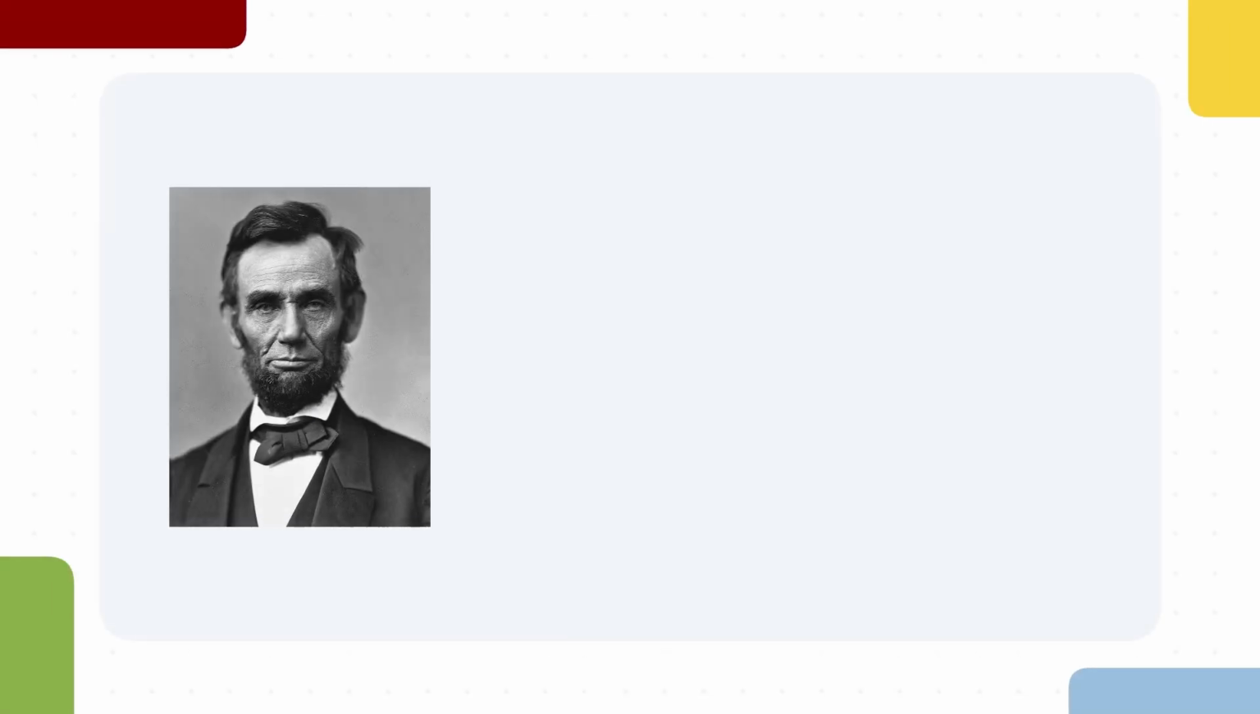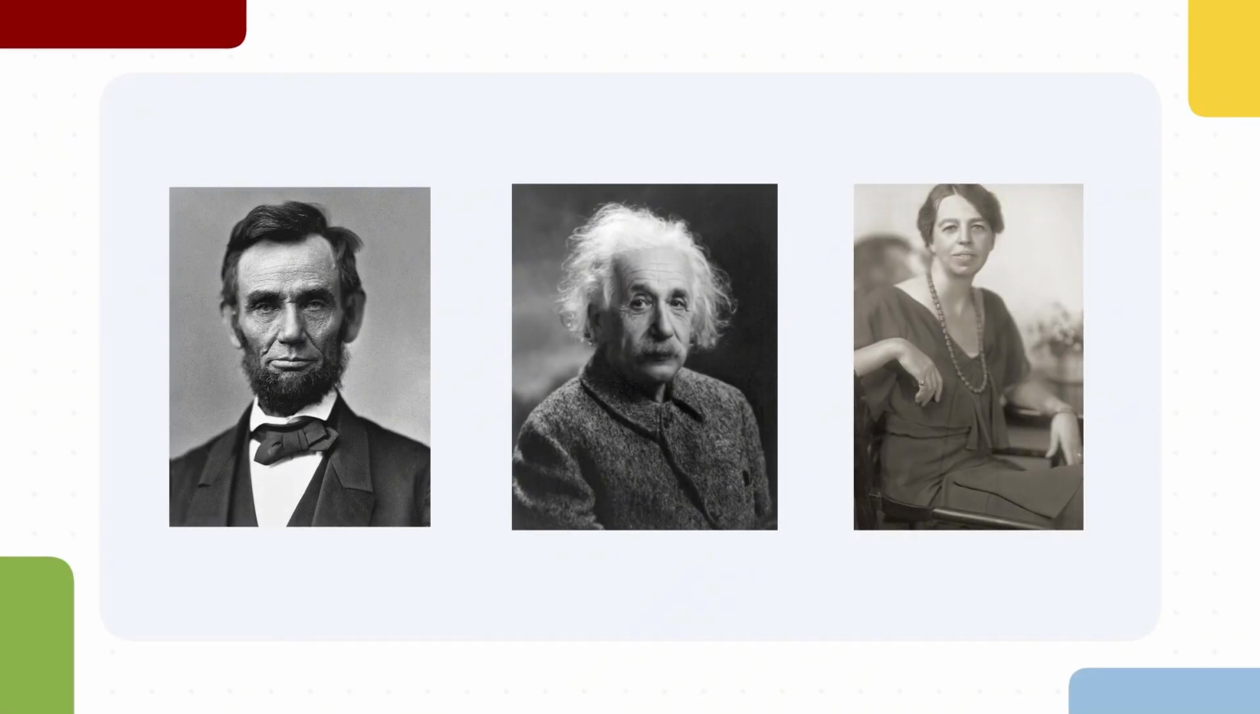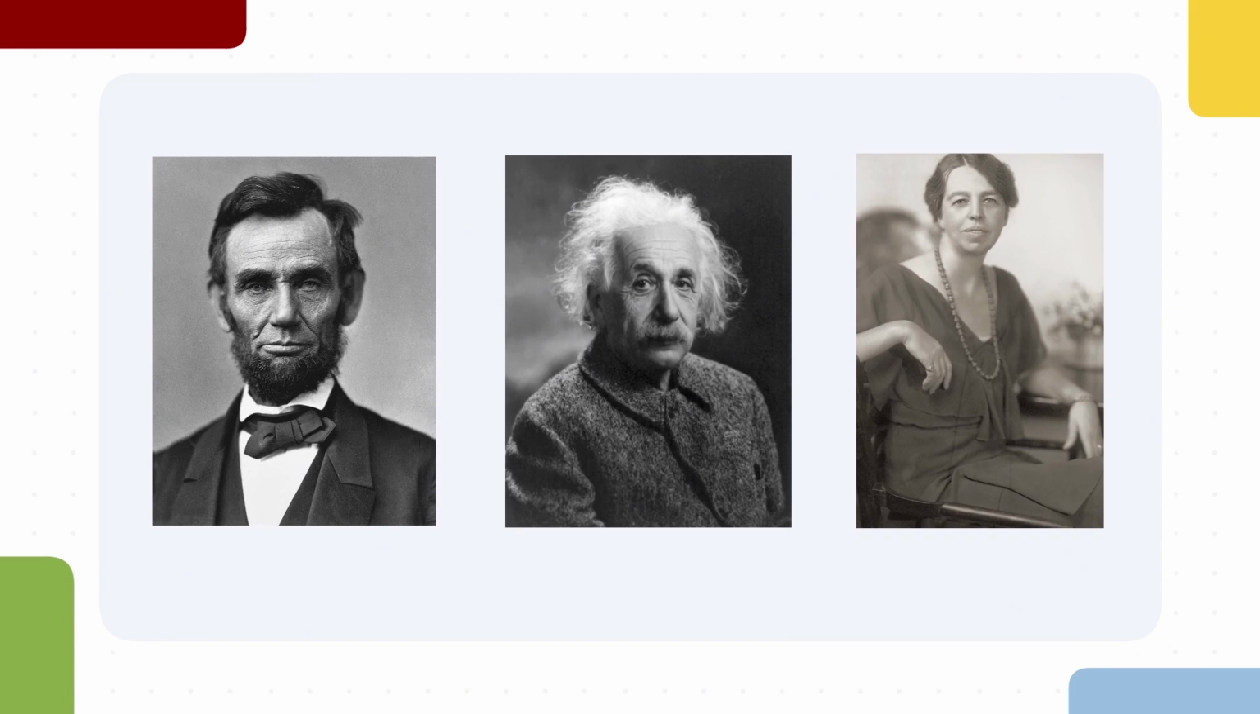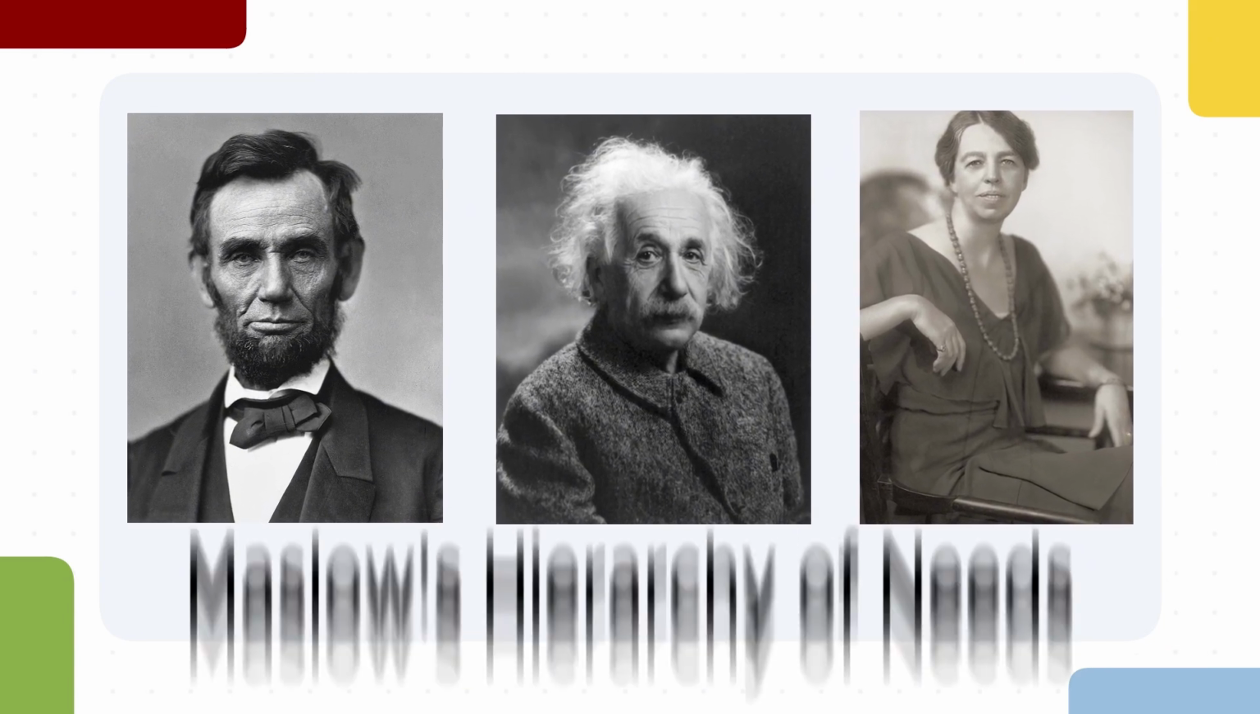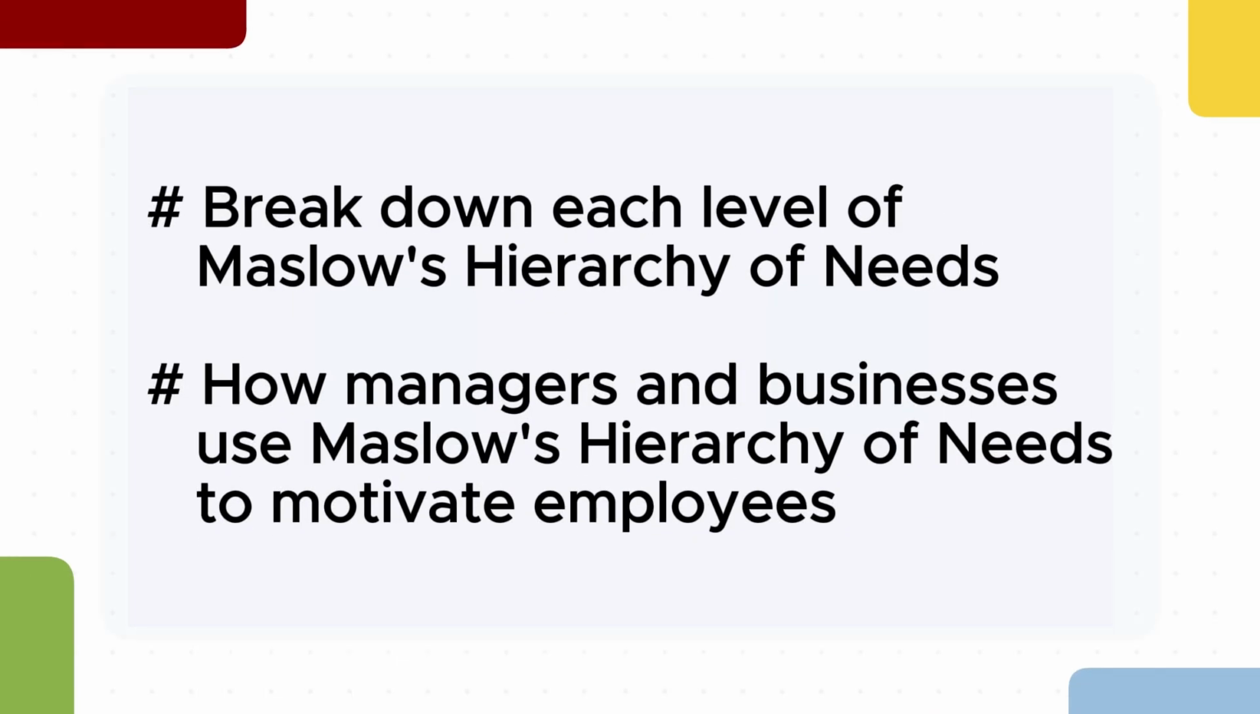What better way to explore the concept of motivation than by looking at some of the most successful people in history, like Abraham Lincoln, Albert Einstein, and Eleanor Roosevelt. These remarkable individuals showcase the principles behind Maslow's hierarchy of needs. But you might be wondering, what exactly is Maslow's hierarchy of needs? In this video, we are going to break down each individual level within Maslow's hierarchy of needs and understand how managers and businesses can use them to motivate their employees.